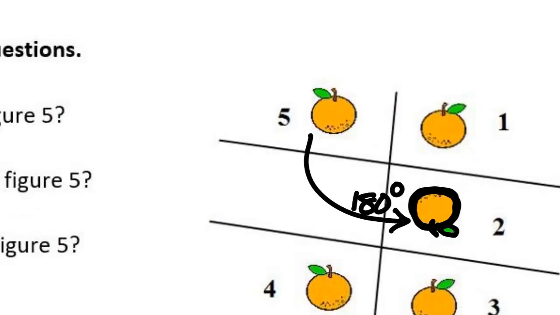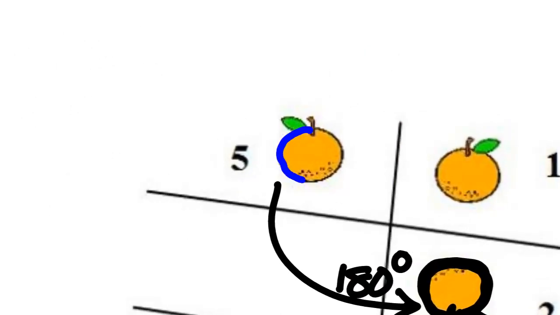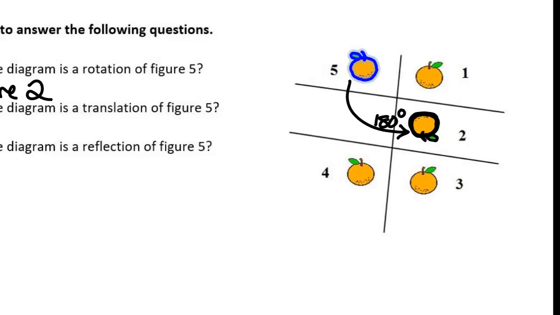A translation, I'm going to trace over my orange again. Here's my stem, and the leaf is on the left-hand side. Translation is a slide, so I'm not allowed to twist it. I'm not allowed to flip it. I'm allowed to take it down. I'm allowed to take it left and right. I'm allowed to take it diagonally. Do you guys see one of these oranges that looks exactly like this one? Figure 4.